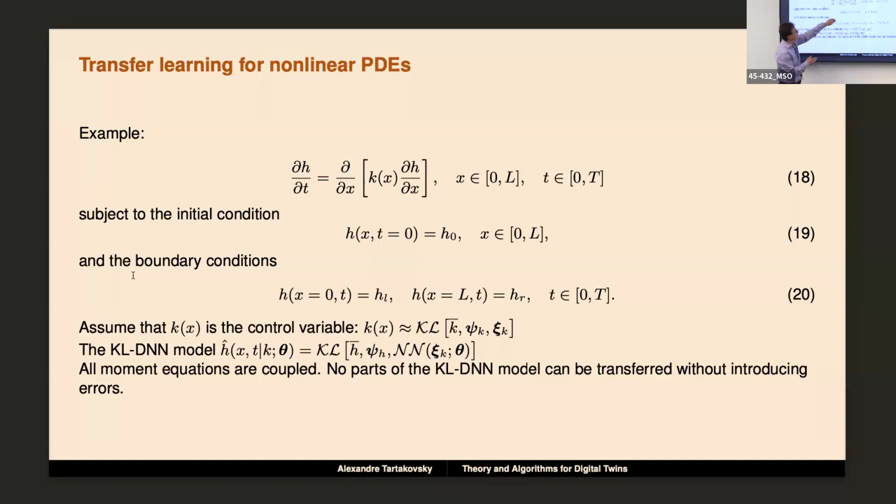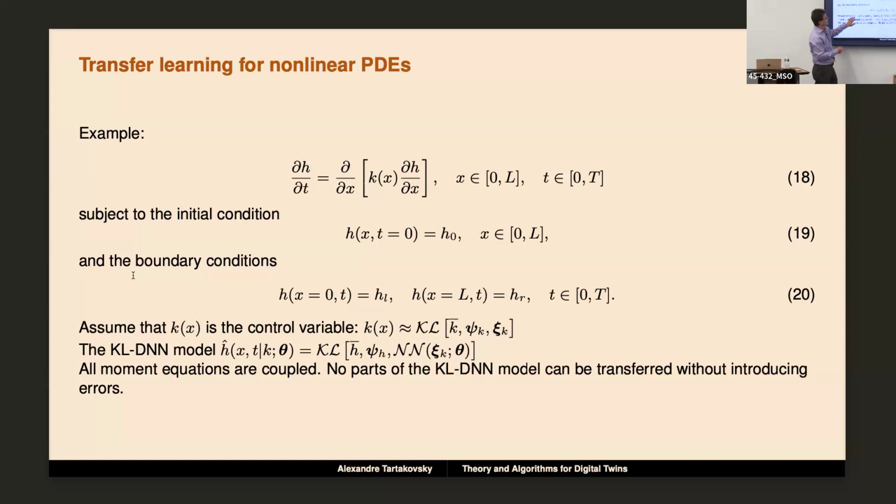So now we want to treat K as a control variable. So why is this equation nonlinear? Well, because in general K is unknown, H is unknown, so there is a product of K and H, which makes this equation nonlinear as far as our analysis is concerned. Okay. Then this equation is subject to some initial and boundary conditions.